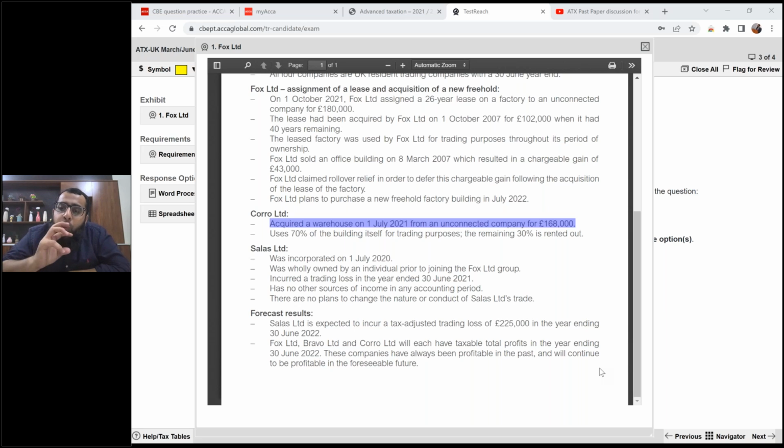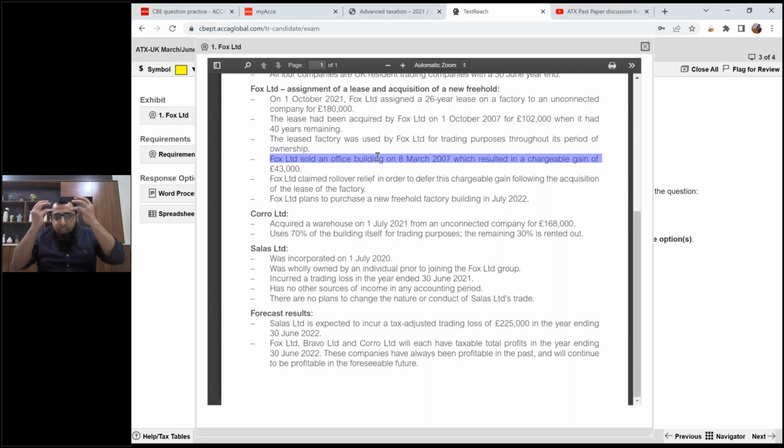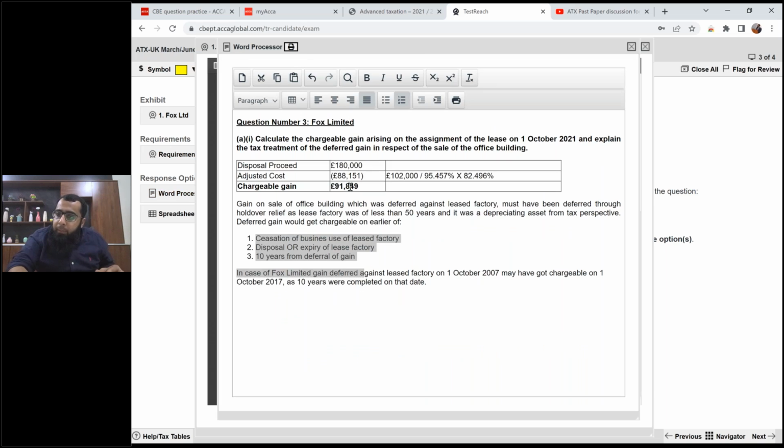Roman, I think that you are mixing up the things. Disposal of lease is something different, and the gain deferred of the office building is something different. Please, in your mind, first make these two things separate. Disposal of the lease resulted in this gain. This is something different. Okay, this is done. Keep it in a separate box. Don't mix the things.